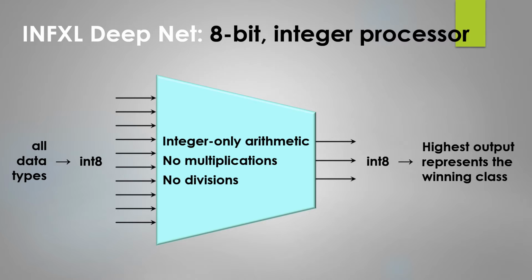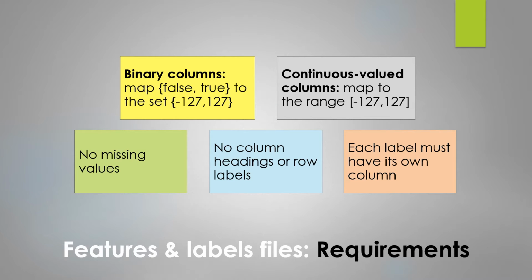Before we talk further about pre-processing, let me emphasize that the Infexel DeepNet is an 8-bit integer machine. That is, it ingests 8-bit integers at its inputs and spits out 8-bit integers at its outputs. Keeping this in mind, when you're preparing the features and labels files, binary false values must be mapped to -127 and true values to +127.